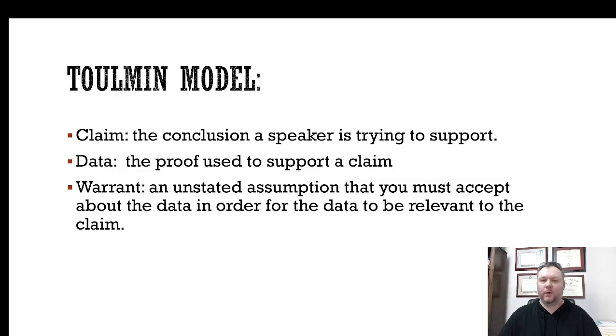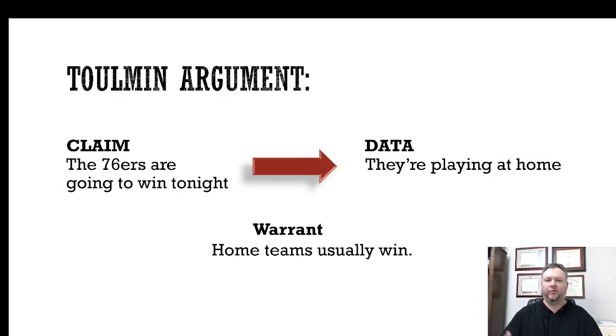And then you have a warrant, which is an unstated assumption that you must accept about the data in order for the data to be relevant to the conclusion. So in other words, you have a conclusion, you support it with something, but usually there's an assumption underlying that connects the two, okay? Now warrants, when you read that definition, it's a little hard to understand unless you see a sample. So let me show you an example here.